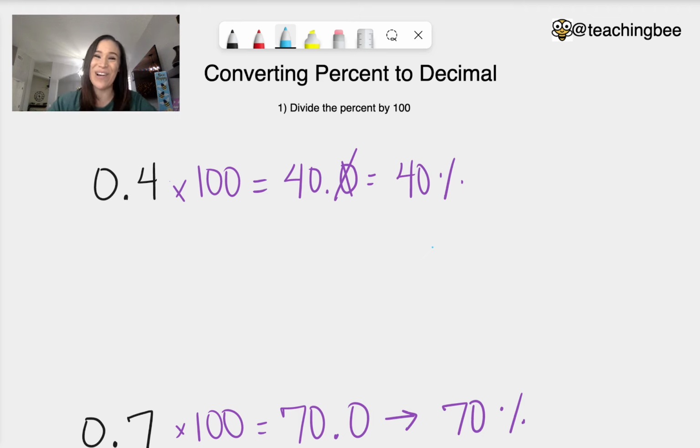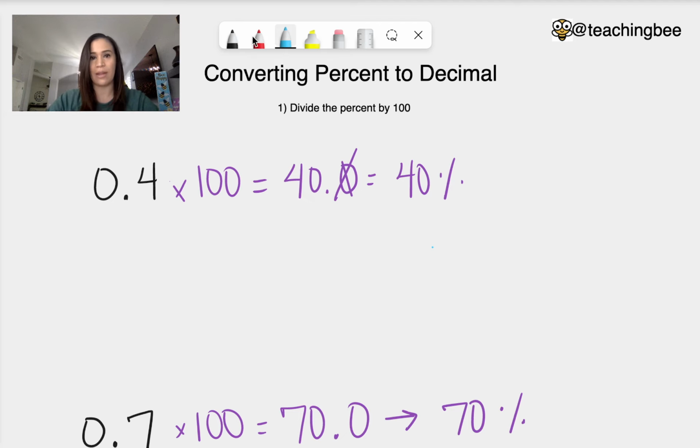Let's get started. So our first problem we did was 0.4 and we multiplied it by 100 and then we converted it into percent, which was 40%. So now we want to take this 40% and we want to bring it back to a decimal of 0.4. And how we do that is one simple rule: we're going to divide the percent by 100. So let's go ahead and do that.